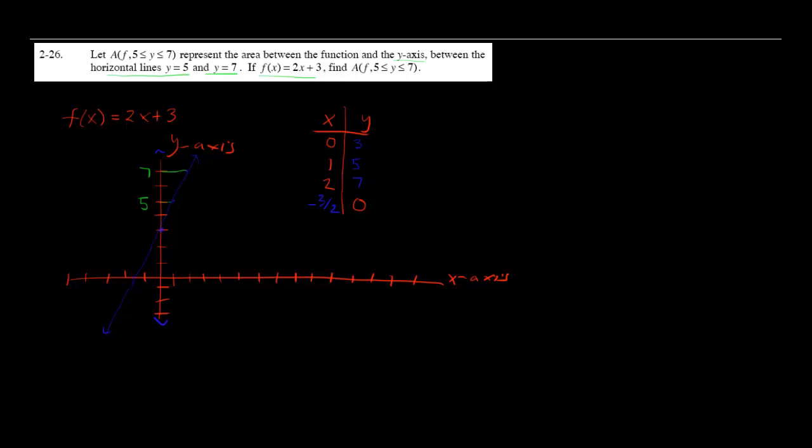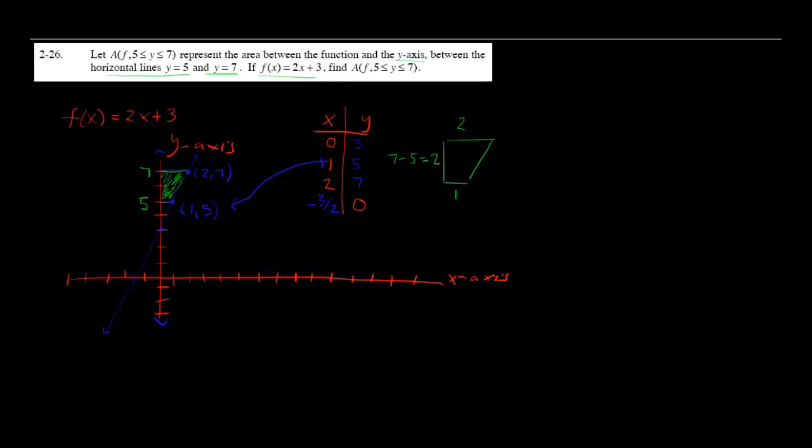So here at x is 1, we go up to 5, so that point right there is (1, 5). As we can see, we found it right there. And then likewise, this point right here is (2, 7). So this is height 5 right here, and this is height 7 right here.